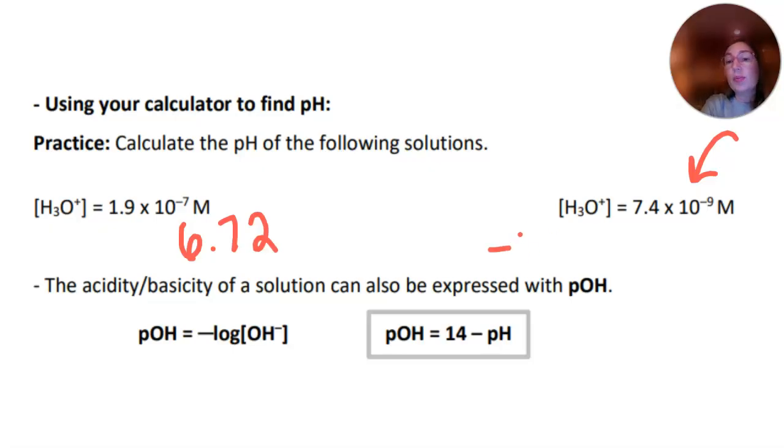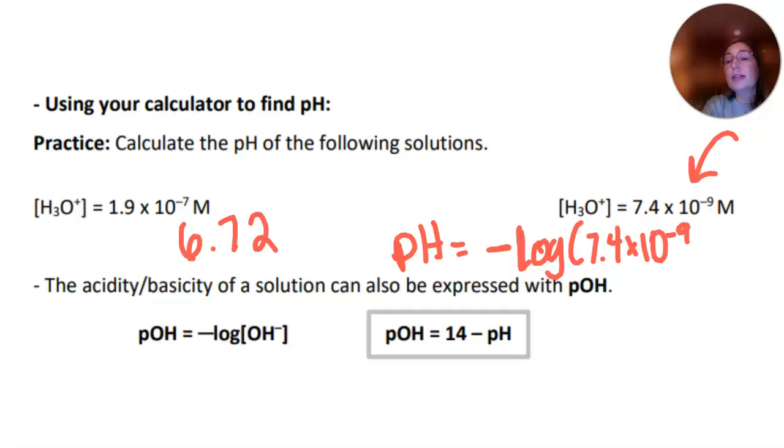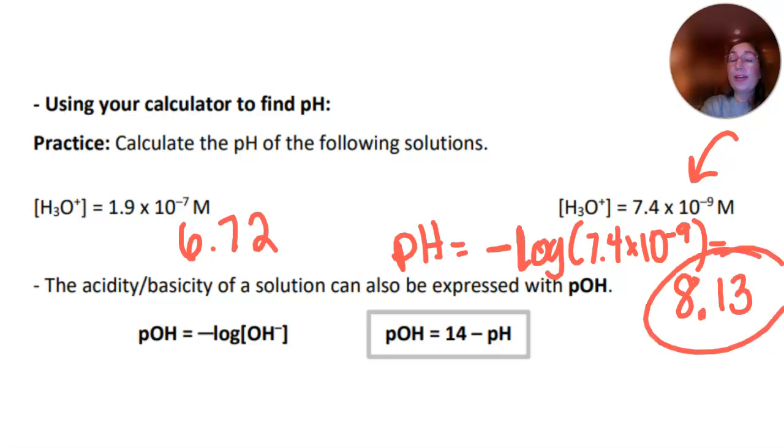Why don't you pause and put this one in your calculator? So we have the H3O plus concentration. pH is going to be the negative log of 7.4 times 10 to the minus 9. So try that in your calculator. You should get 8.13 for pH. Okay, so there's our two pHs.